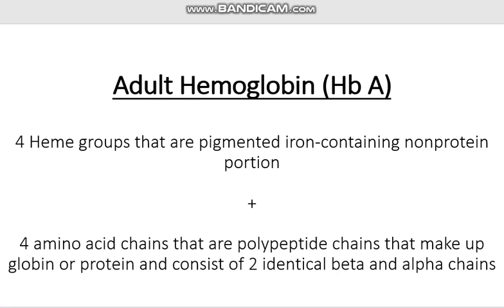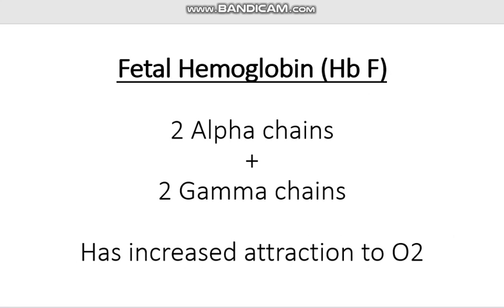Adult hemoglobin is made up of 4 heme groups, which are the pigmented iron-containing non-protein portion, plus 4 amino acid chains, which are polypeptide chains that make up globin or protein and consist of 2 identical beta and alpha chains. Fetal hemoglobin is made up of 2 alpha chains plus 2 gamma chains, and it has an increased attraction to O2.